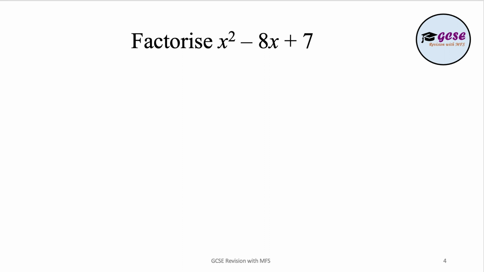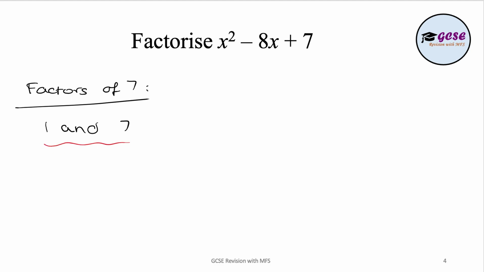So it says factorize x squared minus 8x plus 7. Now it's the same concept. Look for two numbers which multiply to give you the final number, but this time they add to give you negative 8. So this time you're playing around with your negative combinations. Okay, so we need factors of 7 first. There's only one possible pair, so we've got 1 and 7. The reason being is 7 is a prime number. So that means we will have to use this 1 and 7.